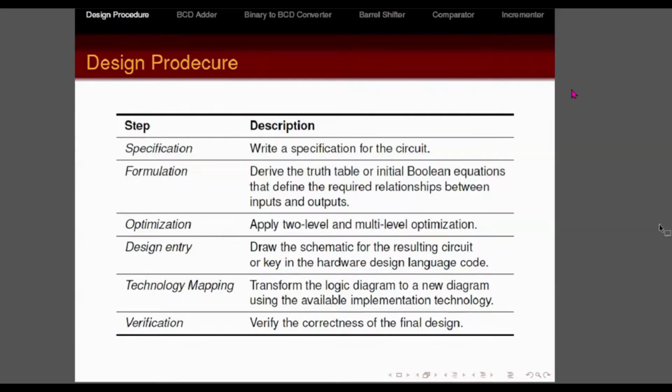So by now, we target that not only design on paper, but also design using simulation, design using language code or a simulation tool like Waterstone. And then you transform the logic to a new diagram, okay, and you verify the correctness of the final design.